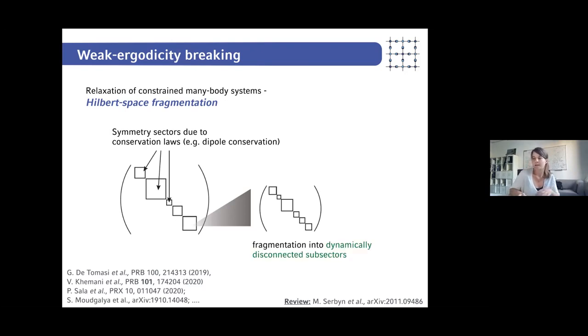If you look at the dynamics of specific initial states, then since you have the shattering into disconnected subspaces, the thermalization dynamics can look very different depending on which of these fragments your initial state lives in. This phenomenon has been found in tilted lattice models, and it may give rise to localization even without the need for disorder.